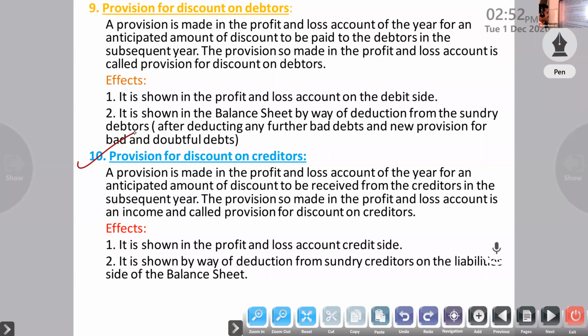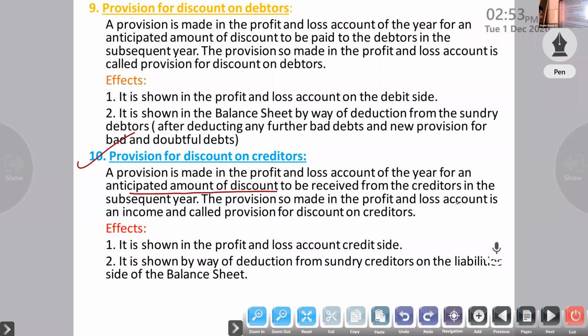So the journal entry will be provision for discount on creditors account to profit and loss account. A provision is made in the profit and loss account of the year for an anticipated amount of discount to be received from the creditors in the subsequent year. So the provision made in the profit and loss account is an income and is called provision for discount on creditors.